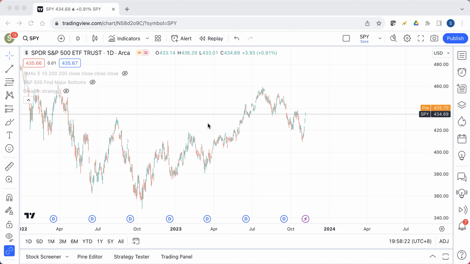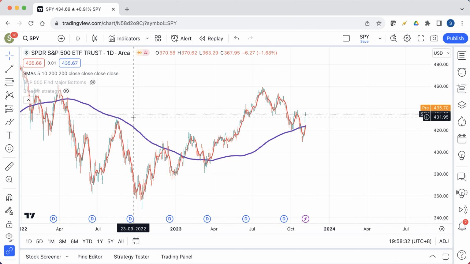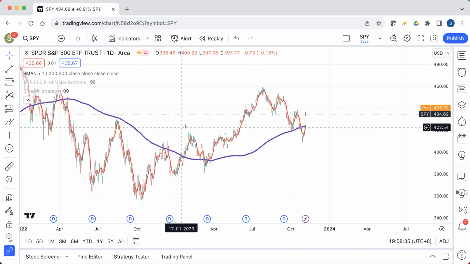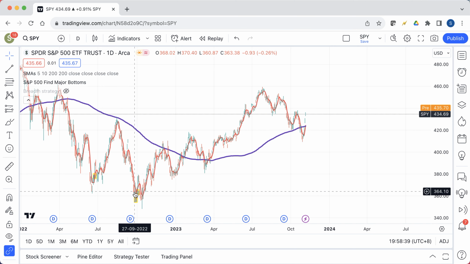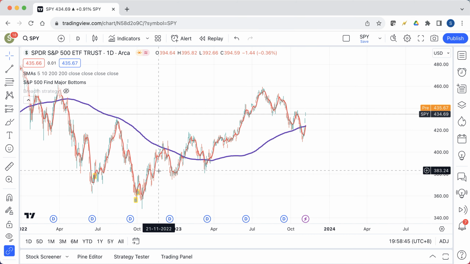So in the TradingView platform, enter the ticker SPY for S&P 500. Then, again, it's useful to turn on some simple moving averages so you know the overall direction of SPY. And also useful to apply the Find S&P 500 Major Bottoms indicator so you know where the major bottoms are.